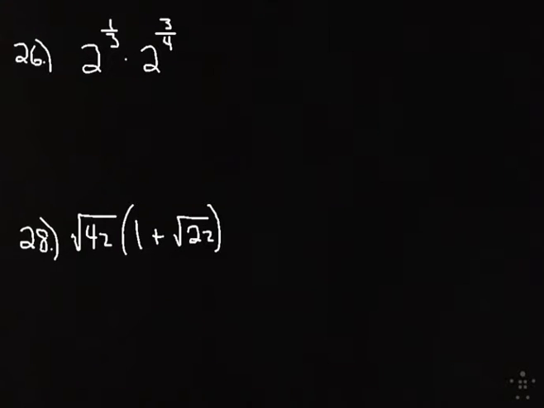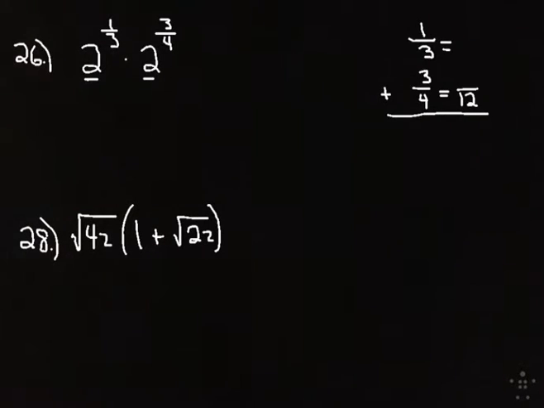Moving on to question number 26, we have 2 to the 1/3 times 2 to the 3/4. Since we have the same base, the properties of exponents say to add the exponents. So let's add them together, but we can't add those two fractions because they don't have a common denominator. So what is my common denominator?